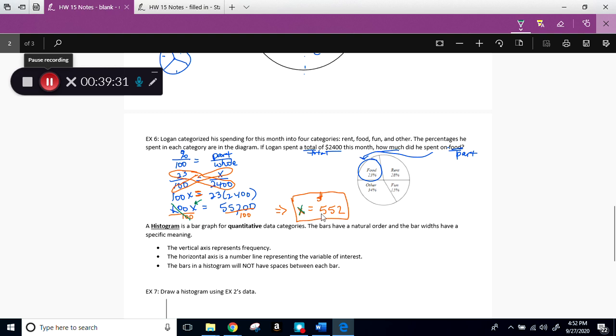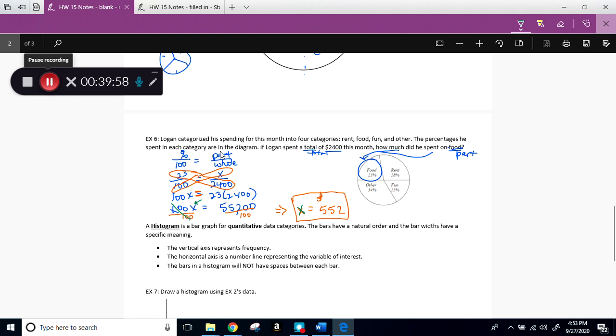So X equals $552. Now, make sure that makes sense. That should be a little less than a quarter of the total, which is 2,400. That could work. What if I got a number like 10,000 something? Well, that can't work because that's way bigger than the total. So make sure that the number you get makes sense, because it could be that you put one of these in the wrong spot.